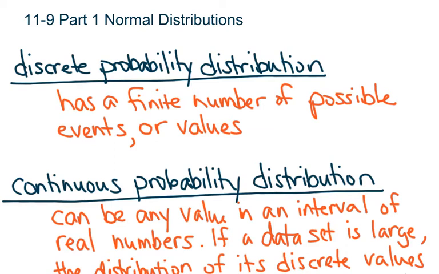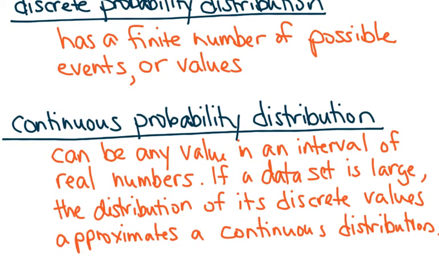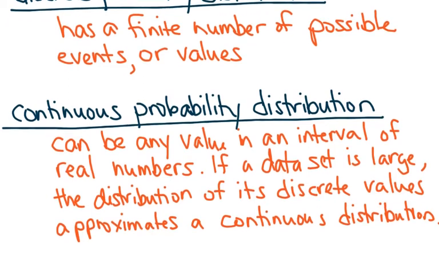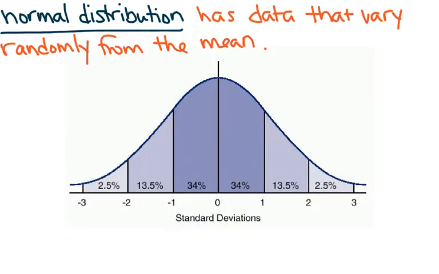A discrete probability distribution has a finite number of possible events or values. Something called the continuous probability distribution can be any value in an interval of real numbers. If a data set is large and the distribution of its discrete values approximates a continuous distribution. Well, let's talk about what a normal distribution is going to look like. A normal distribution has data that vary randomly from the mean.